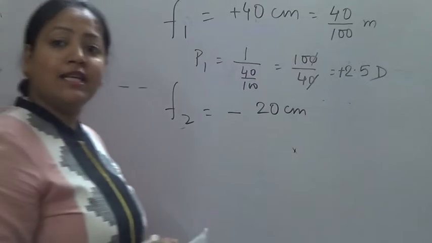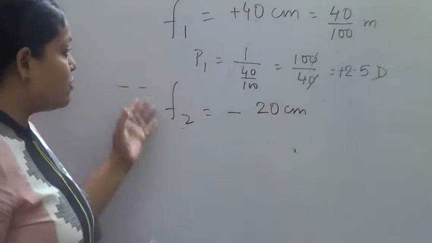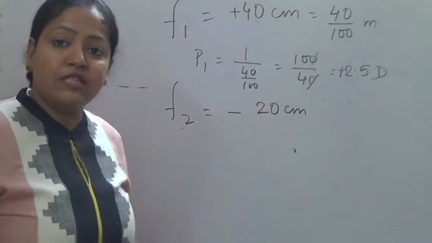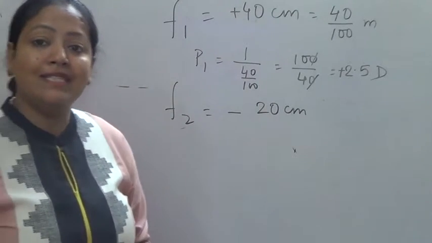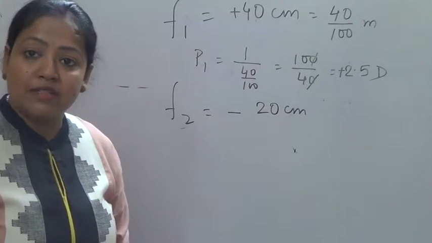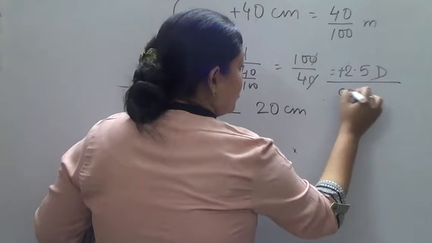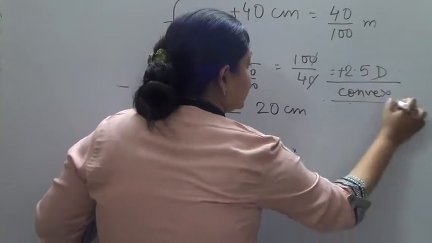Now you are also asked the nature of the lens. As we have got positive power, a positive value denotes that the lens is convex. If you get power as positive, the lens is convex, that is, a converging lens.